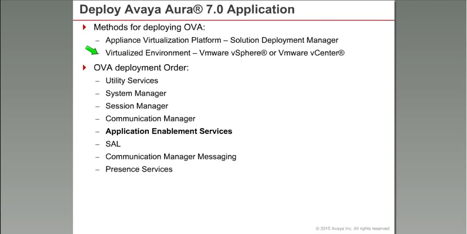A suggested order would be that if we're going to be putting it on an AVP, we would need to have a utility services VM deployed first on that AVP to give us a services port interface. It would make sense to have System Manager deployed next, so that we can use the SDM within System Manager to deploy all these other applications.